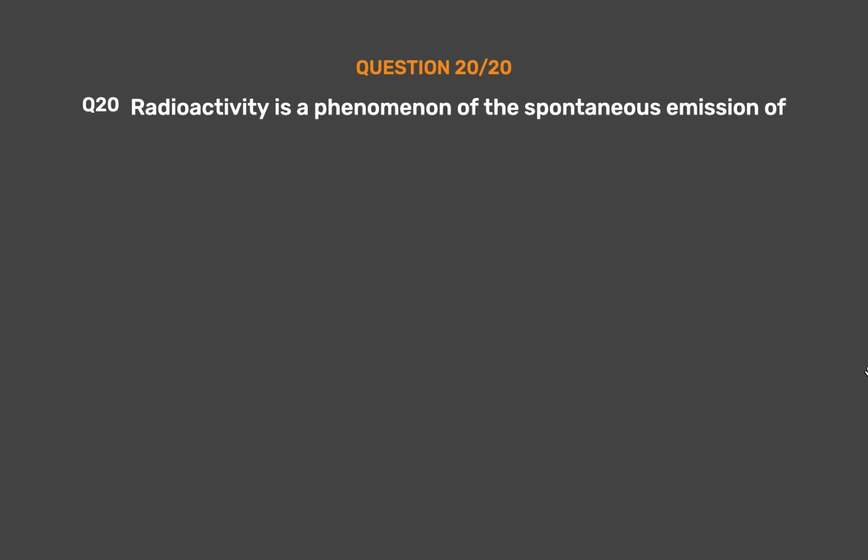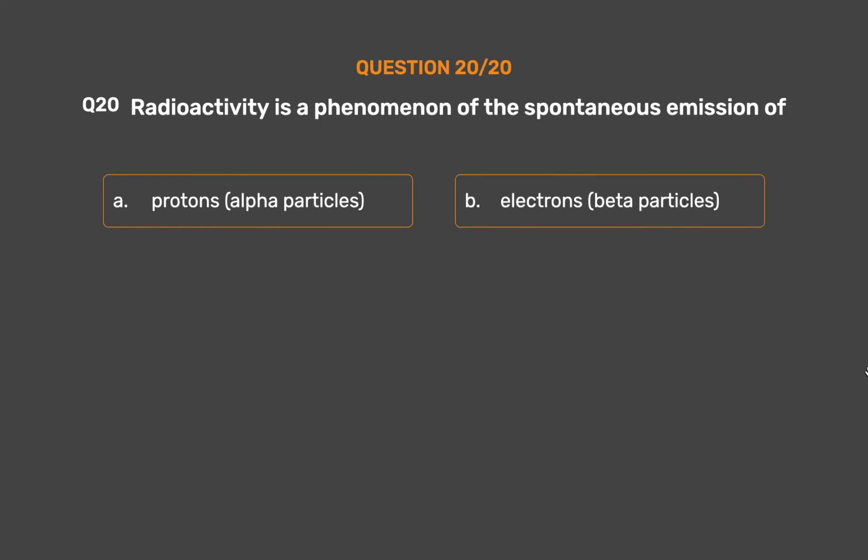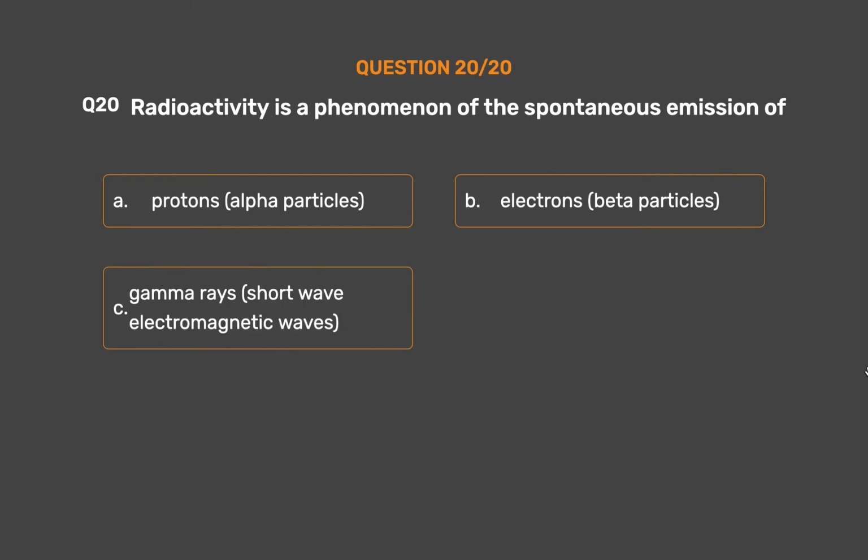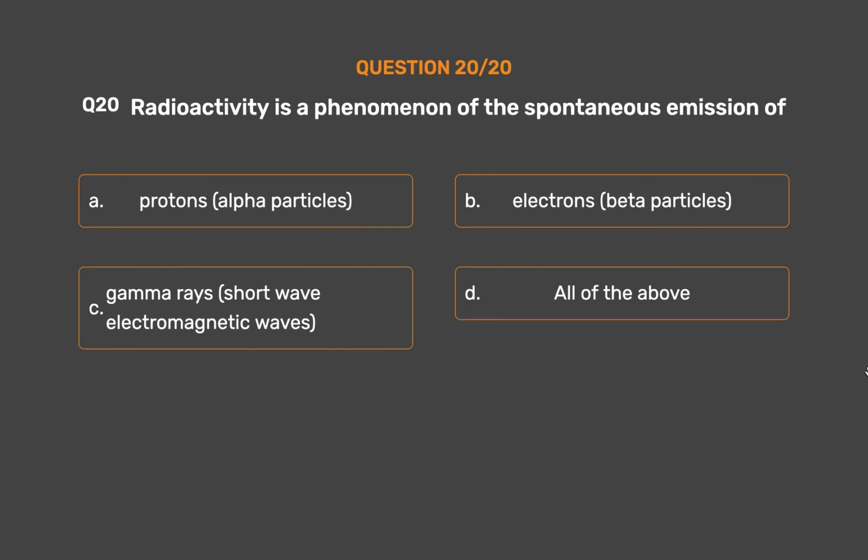Question number 20. Radioactivity is a phenomenon of the spontaneous emission of Option A. Protons, alpha particles. Option B. Electrons, beta particles. Option C. Gamma rays, shortwave electromagnetic waves. Option D. All of the above.